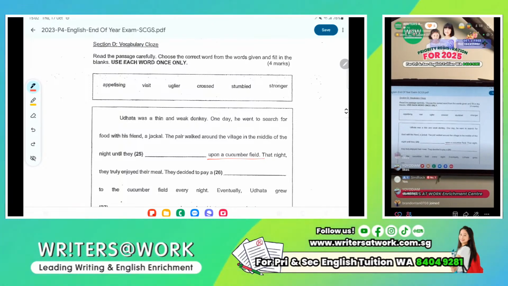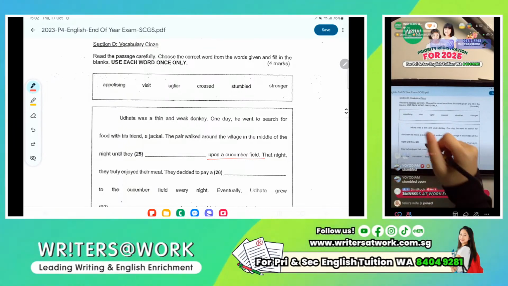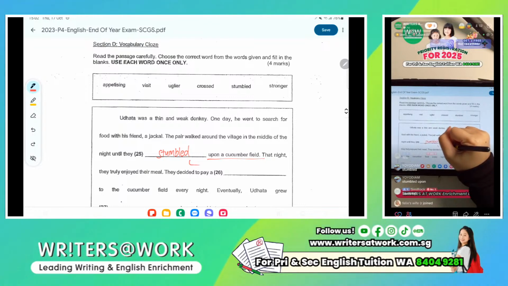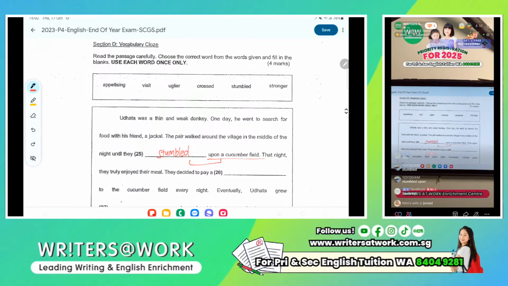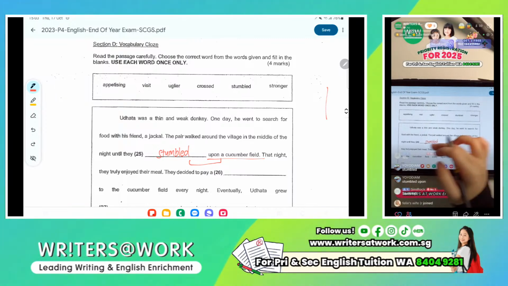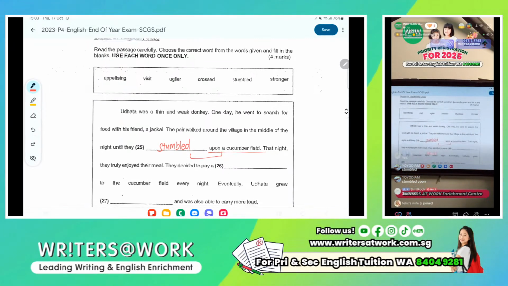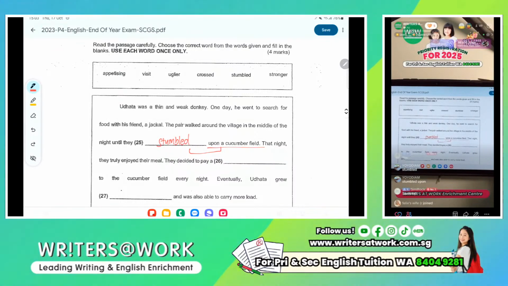So what would the word be? Stumble. Yes, stumbled upon, sorry. This is a common phrase that is always used together, so you can take note of this. Okay, stumbled upon. Okay, moving on. That night, they truly enjoyed their meal. They decided to pay a blank to the cucumber field every night.